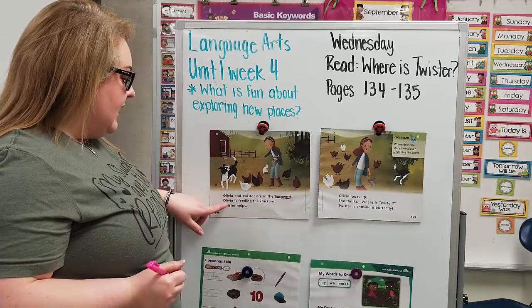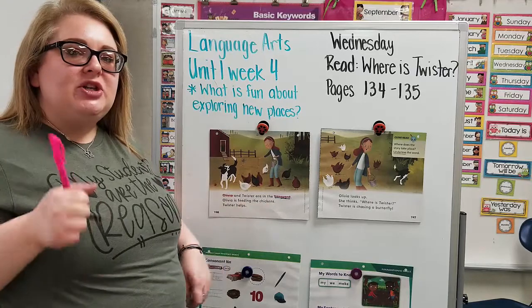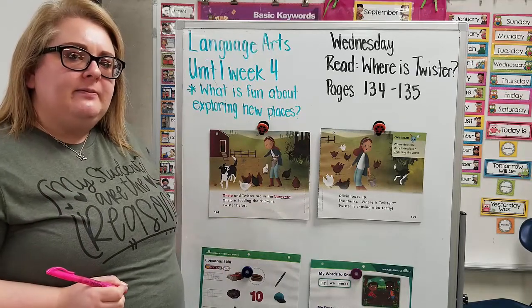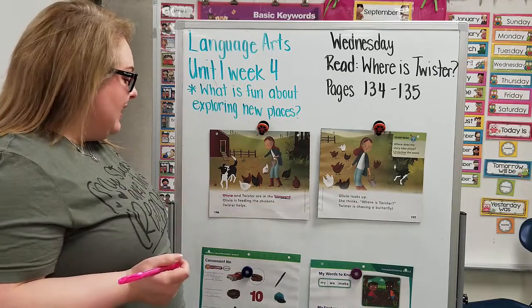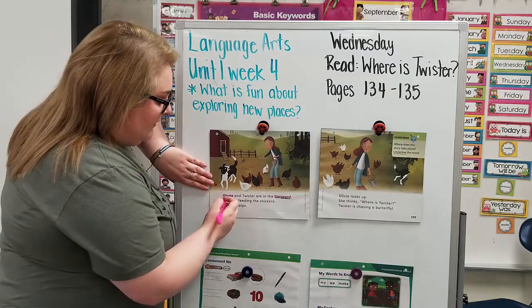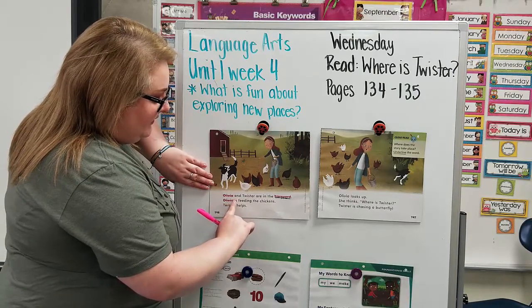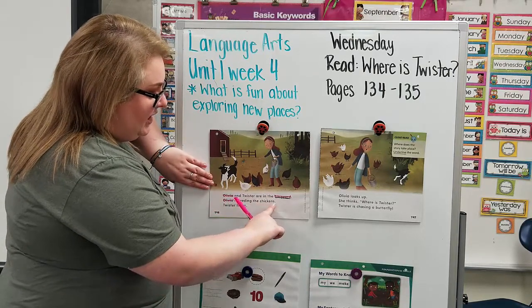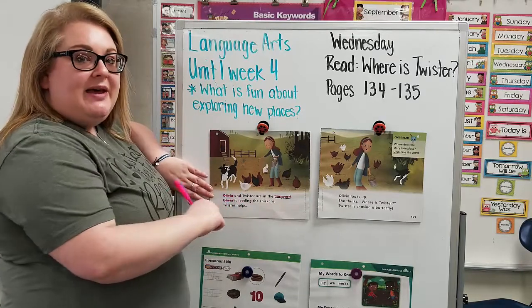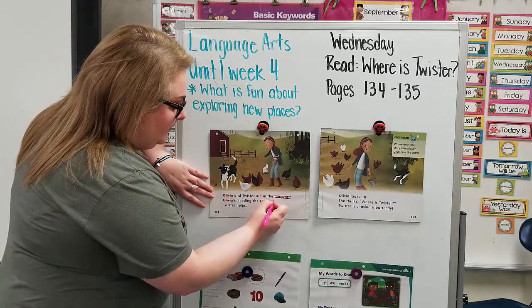Okay, next. Olivia is feeding the chickens. Okay? I want you to tell me, what is she feeding? The chickens, right? Okay? So what is the first word in that sentence? It is Olivia. And what is the last word in the sentence? Olivia is feeding the chickens, period. So the period means we stop, and that means we end the sentence, and chickens is that last word.